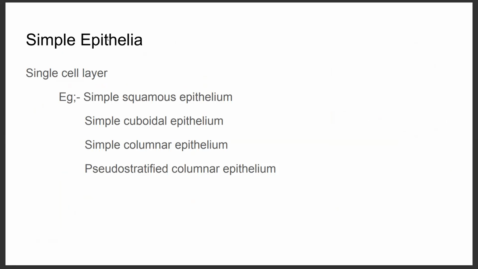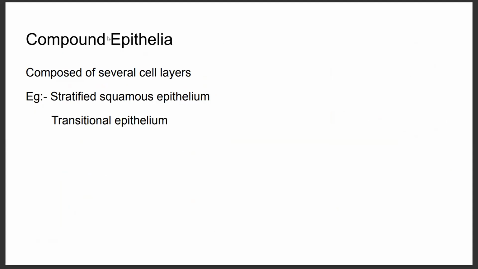Now, first group, simple epithelia. Simple epithelia means what? There is only a single cell layer on the basement membrane. There are four examples: simple squamous epithelium, simple cuboidal epithelium, simple columnar epithelium, and pseudostratified columnar epithelium. Now, please listen carefully. At the end of this part, we are going to discuss a full structure dissection from epithelial tissue. Right? Okay.